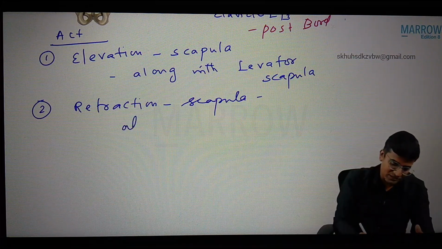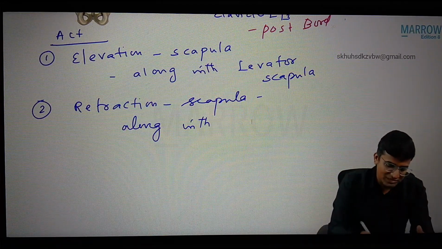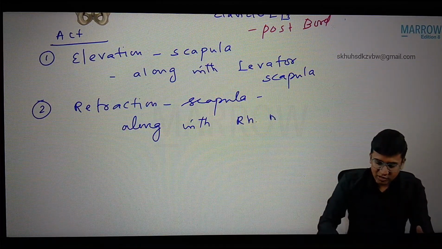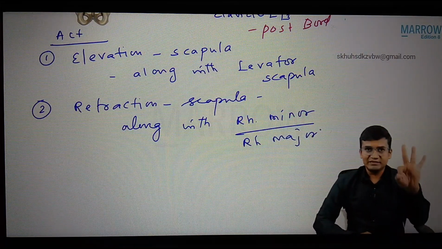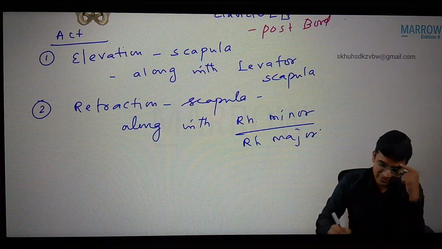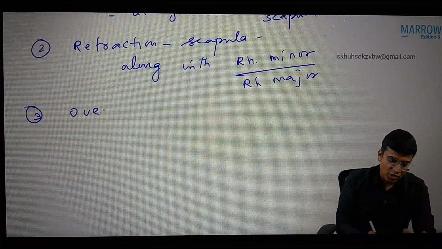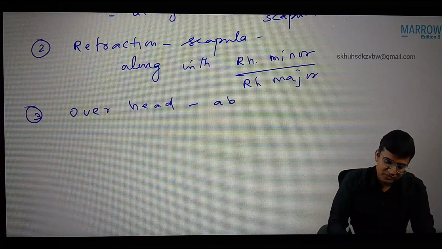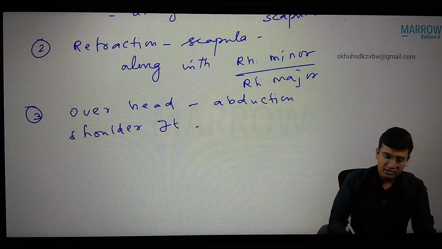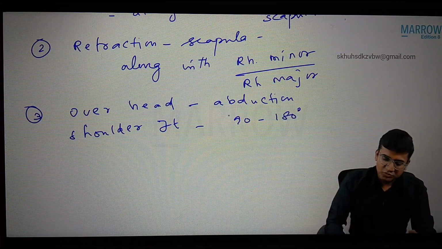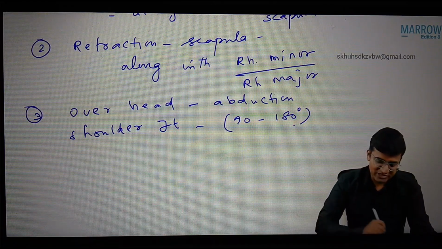Along with one helping muscle, rhomboides minor. We have two more muscles helping for this movement, our rhomboides minor and rhomboides major. So retraction of the scapula is done by three muscles: trapezius, rhomboides minor, and rhomboides major. And we know already, trapezius muscle also helps in overhead abduction of the shoulder joint, that is abduction from 90 to 180 degrees. These are the three actions of our trapezius muscle.